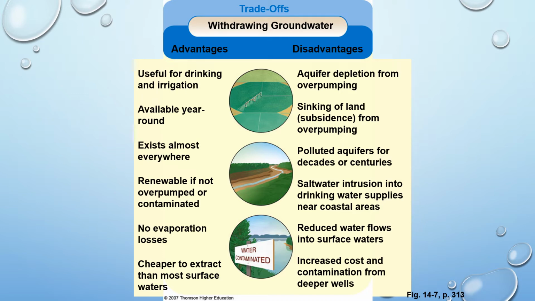But we have to look at the disadvantages too. If we do over-pump it, it may take a long time for that aquifer to replenish. You get subsidence, where the land sinks. You get sinkholes from over-pumping. If pollution gets into those aquifers, it's very, very difficult, if not impossible, to remove. And you get a lot of saltwater intrusion in coastal areas, which makes the water too salty to drink. So there are advantages and disadvantages to using groundwater.